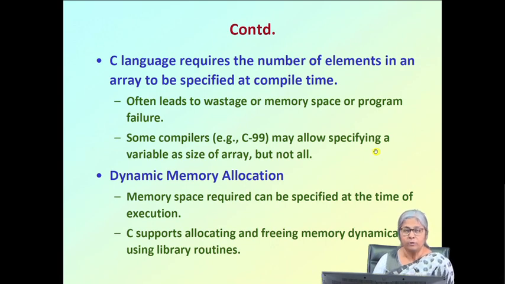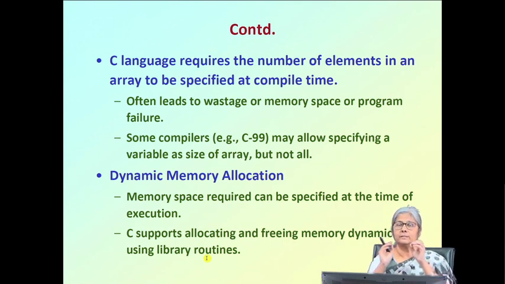Now, what dynamic memory allocation does is that the memory space required can be specified at the time of execution only. That means, if required, it will dynamically create or reserve space for that. C supports allocating and freeing memory dynamically using library routines. So, this dynamic memory management or dynamic memory allocation is provided by the C language.